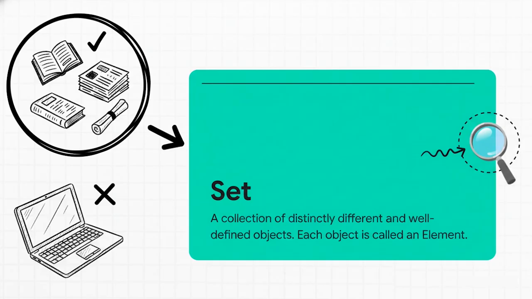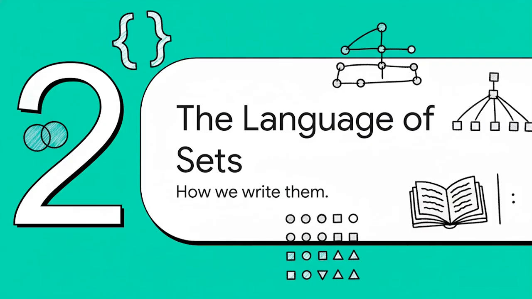For example, the set of all magazines on the table is totally clear. But if I said the set of all interesting magazines, well, what's interesting to me might be boring to you, so that's not well-defined. And each thing inside a set, we just call that an element. Simple as that. Just like any specialized field, math has its own kind of shorthand, its own grammar. So let's check out the two main ways we can actually write down a set.